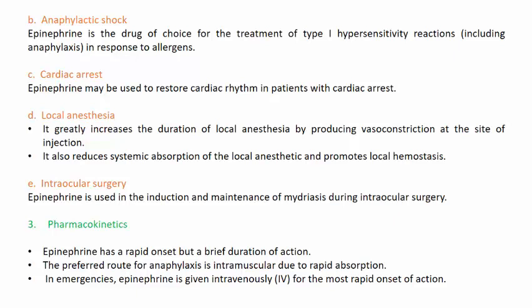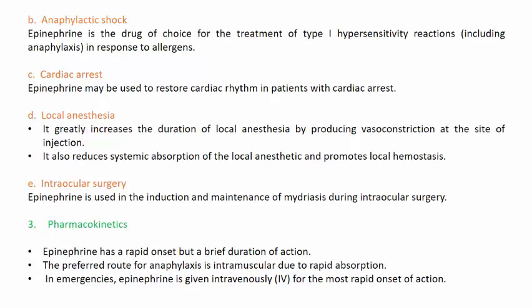It's used in case of intraocular surgery, so it is used in the induction and maintenance of mydriasis during intraocular surgery. These are the different therapeutic uses of epinephrine.